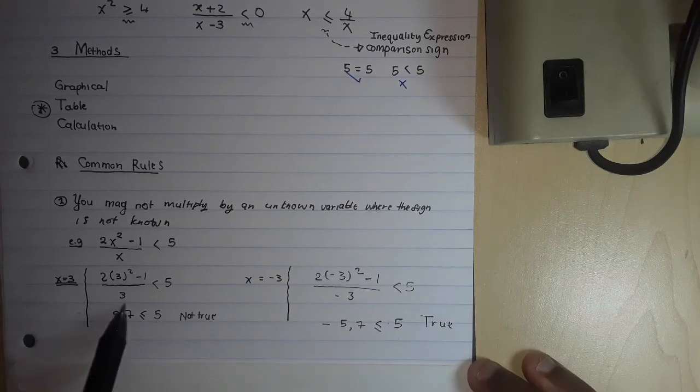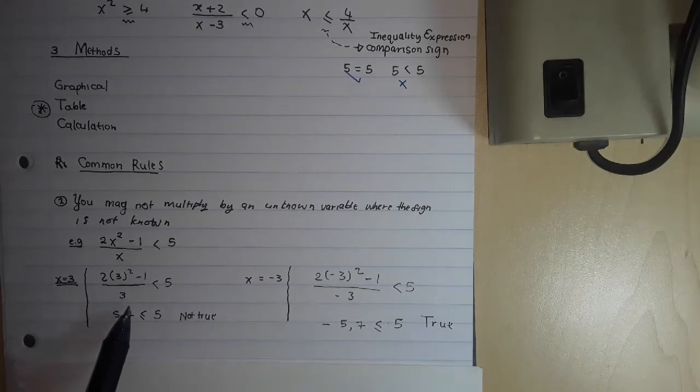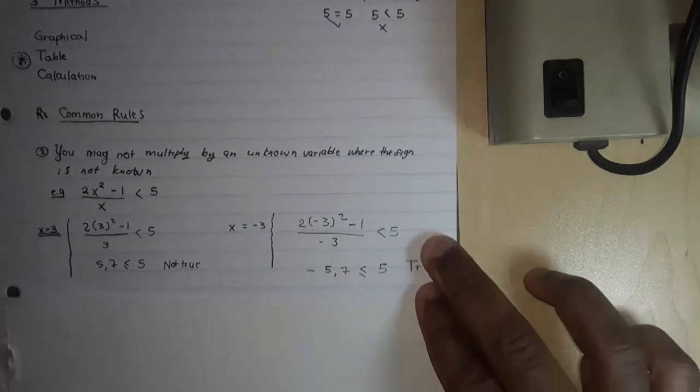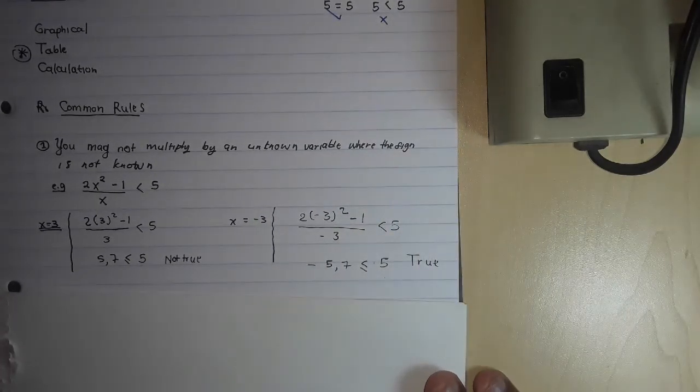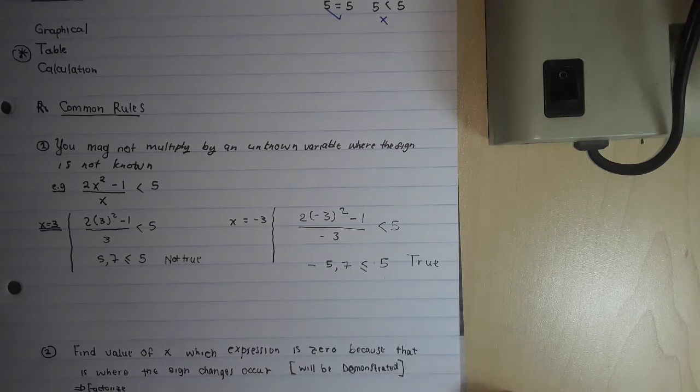So do you see that we cannot just multiply by an unknown variable, because we don't know the effect of that variable in this inequality expression. That's the first rule: we shouldn't multiply by an unknown variable. And here was just a demonstration of why we cannot do that.